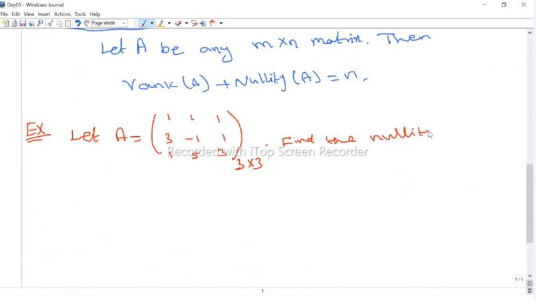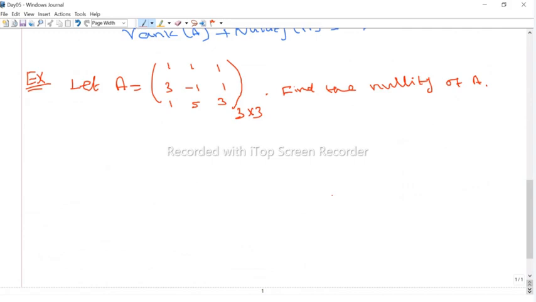So first we have to find the rank and nullity of A. Find the nullity of A. So what is the rank of this matrix? How to find the rank? Better we reduce this matrix into row reduced echelon form.